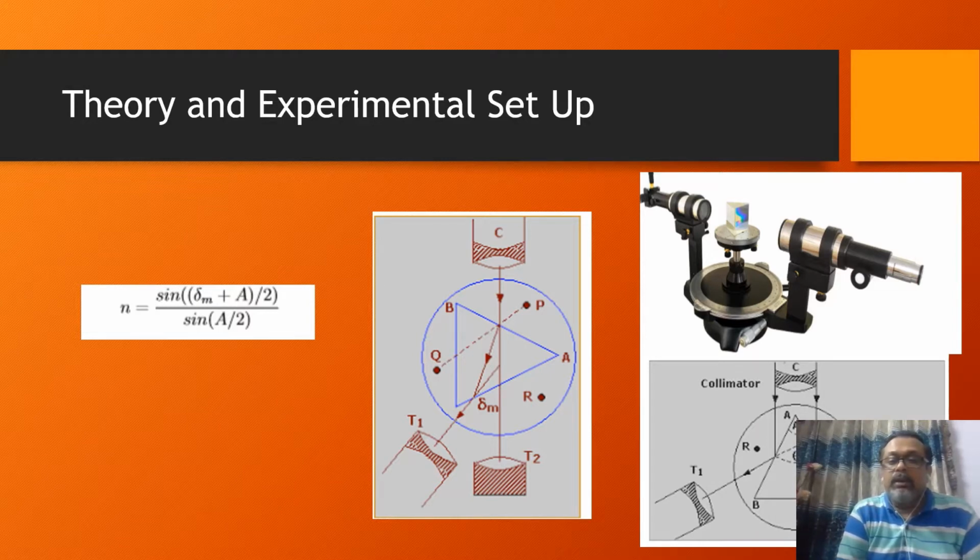Now a spectrometer has a main scale and a vernier scale, and you have to first of all calculate the angle of prism. To calculate the angle of prism, you have to rotate the telescope once towards the right side, take the reading of the vernier scale and the main scale, again towards the left side, take the reading of the main scale and the vernier scale, and you find out the value of angle of prism from there.